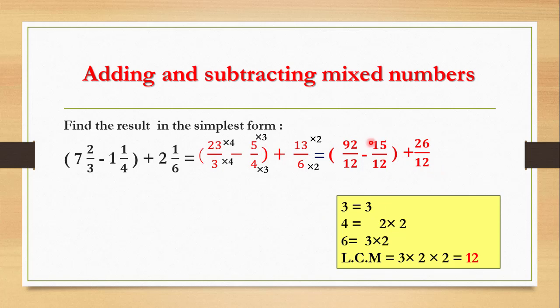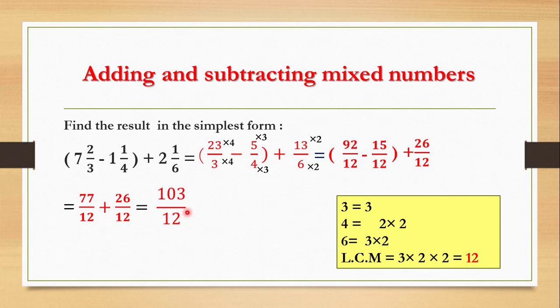Okay, I'll do the operation between brackets at first. 92 minus 15, the result will be 77 over 12. Now I'll add 77 over 12 plus 26 over 12. The result will be 103 over 12, and this is the simplest form.